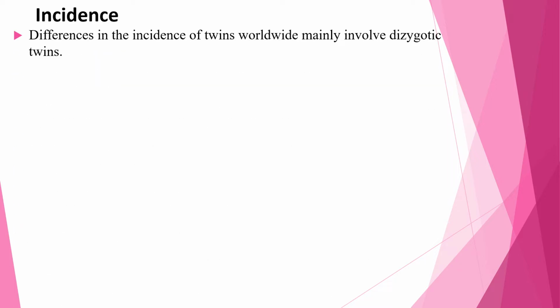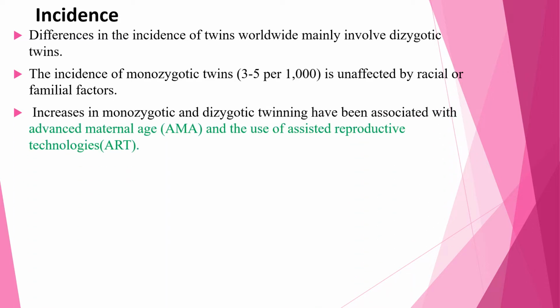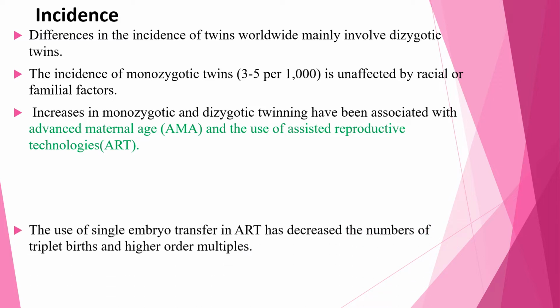When we see the incidence of twins, the difference in the incidence of twins worldwide mainly involves dizygotic twins. The incidence of monozygotic twins is unaffected by racial or familial factors. It is around 3 to 5 per 1,000 live births. Increases in monozygotic and dizygotic twinning have been associated with advanced maternal age and the use of assisted reproductive technologies.